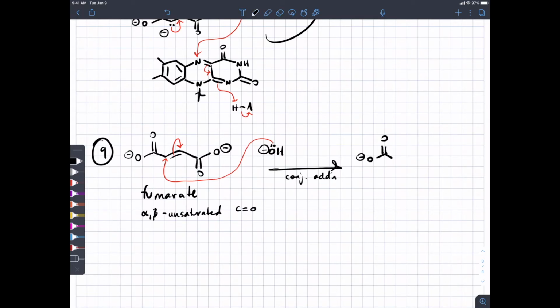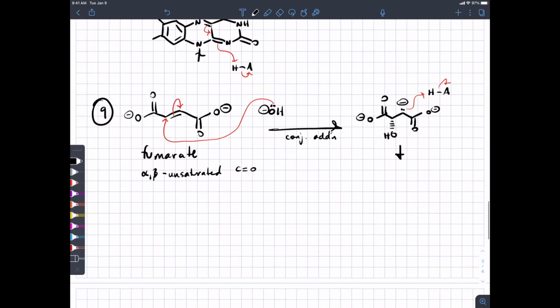And we make a stereocenter, and the stereochemistry of that stereocenter is this. I don't care that you know that. We'd have a negative charge on that carbon, and then we'd pick up a proton to give us the final product, L-malate.